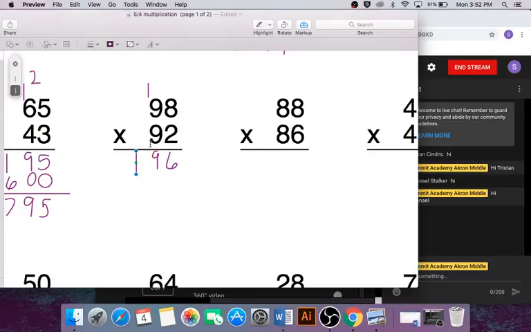And then we move over to our 9. We're going to put a 0 to hold our place value. And now we have 9 times 8. 9 times 8 is 72. So we're going to put down the 2. We're going to carry the 7. Now we have 9 times 9, which is 81. Plus 7 is 88.